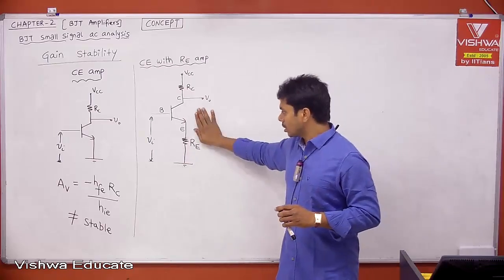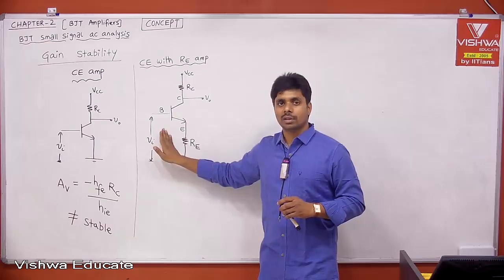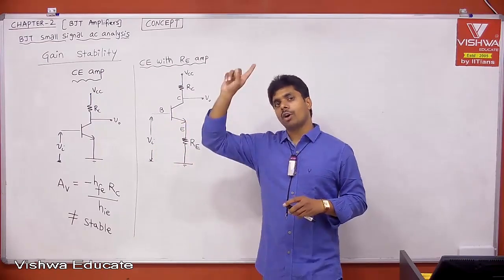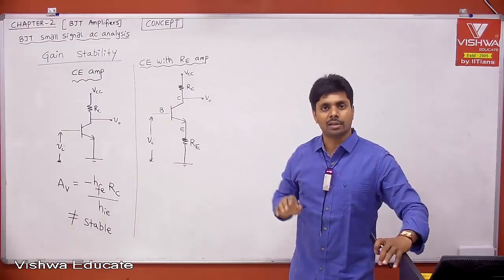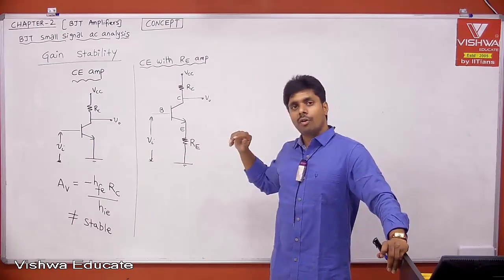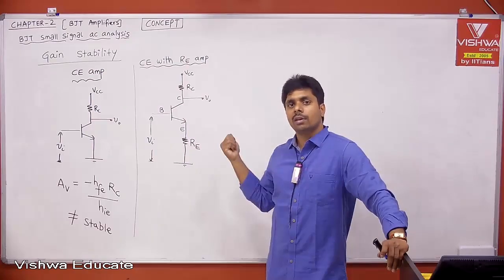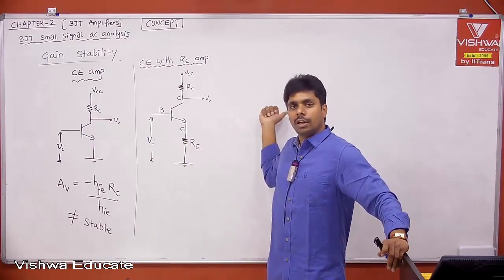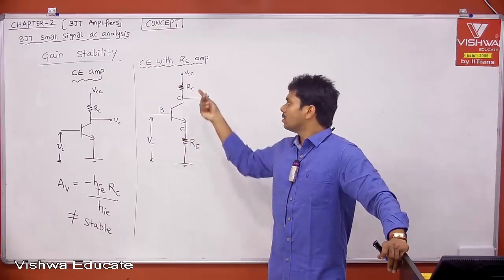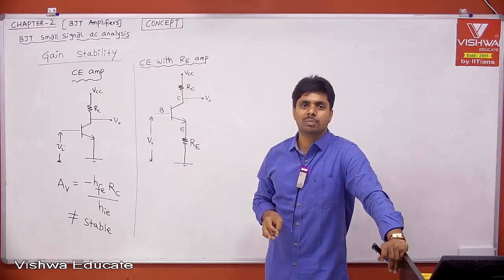Remember, this configuration is not common base, not common collector, not common emitter. If one of the terminals of the BJT is common, then whatever formulae we derived are valid. But now this is CE with RE, so the formulae we derived till now are not valid, and we need to rederive or recalculate them for this configuration. We can use the simplified model, because if the load is less than or equal to 4K, then you can go ahead with the simplified model.